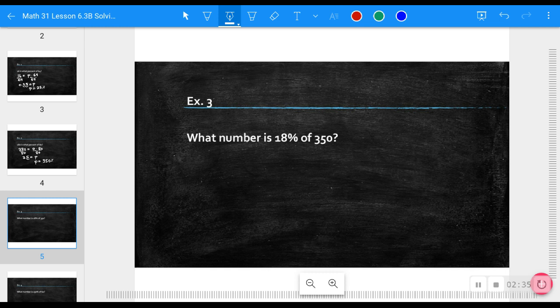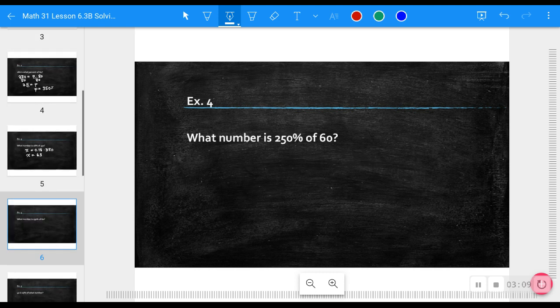Okay, example 3, what number is 18%? We're going to write that as a decimal by moving our decimal to the left 2 places and dropping the percent sign off. We covered that in the last video. Times 350. Well, all we're going to do is take our calculator and type 0.18 times 350, and that gives 63.